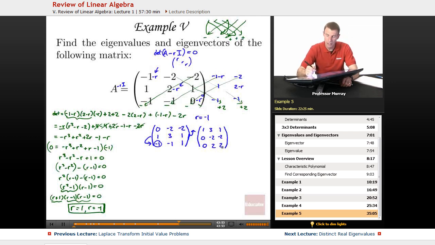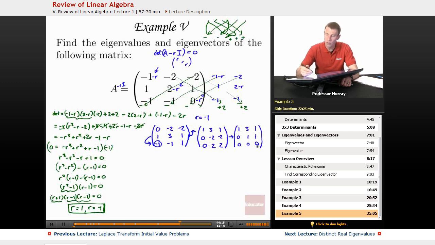So that's already looking a little better. I've created zeros in my first column. Take that one more step. I'm going to get 1, 3, 1 in the first row. And that second row, I can divide by negative 2. I'll get 0, 1, 1. And then I could use that 1, 1 to clear out the bottom row. Actually, I could subtract it away completely and just get 0, 0, 0.